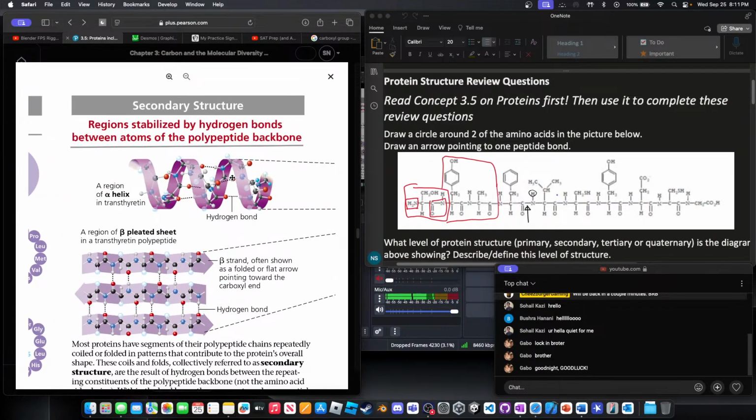Regions stabilized by hydrogen bonds. Secondary. A beta pleated sheet. A region of an alpha helix in transthyretin. Hydrogen bonds. Cool.